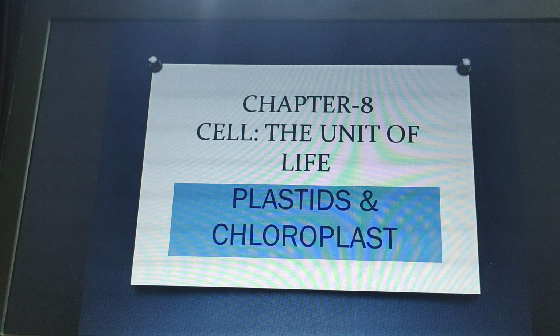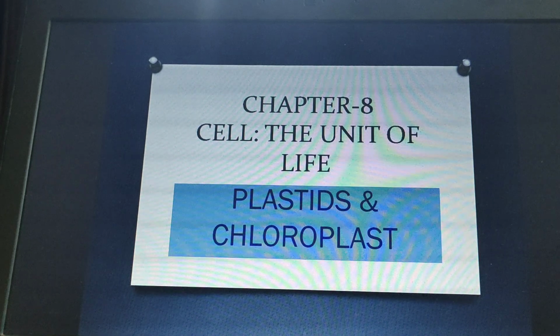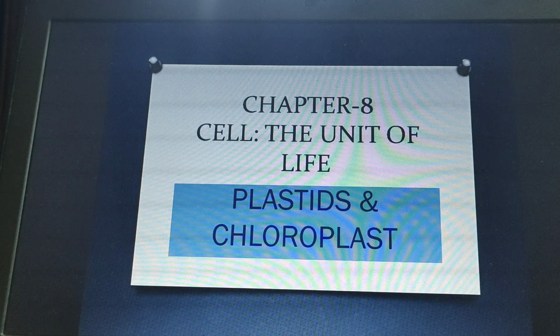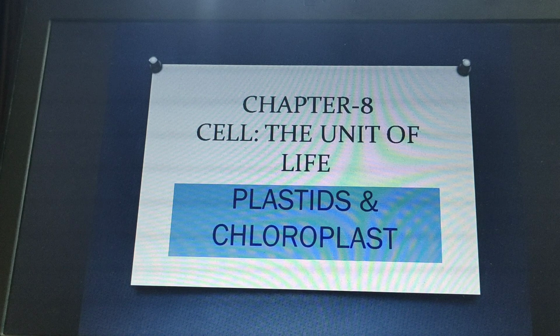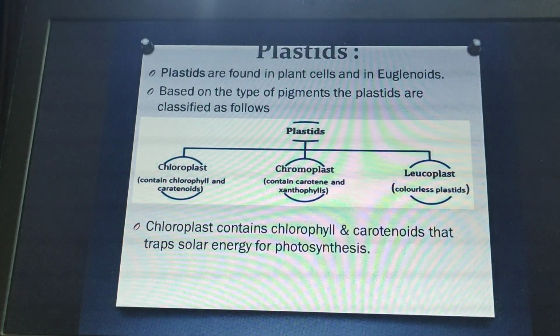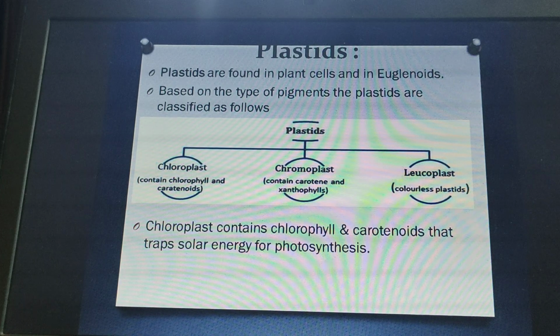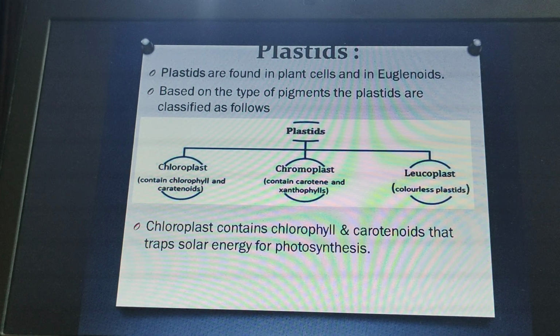Hello students, so today we are going to start with the topic plastids and especially the chloroplast which is present in case of the plant cells. So we all know that the plastids are the special cell organelles present in plant cells which are responsible for providing the different colors, and these are common in case of plants as well as in case of euglenoids.